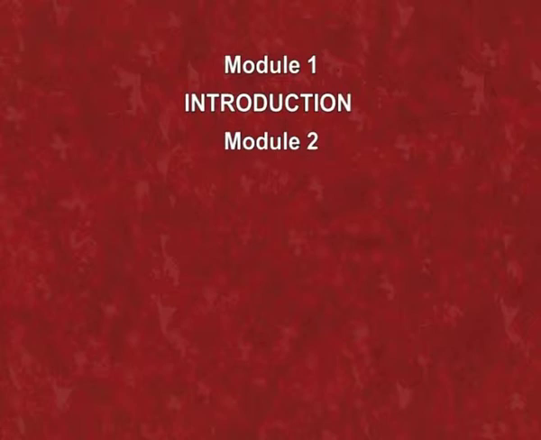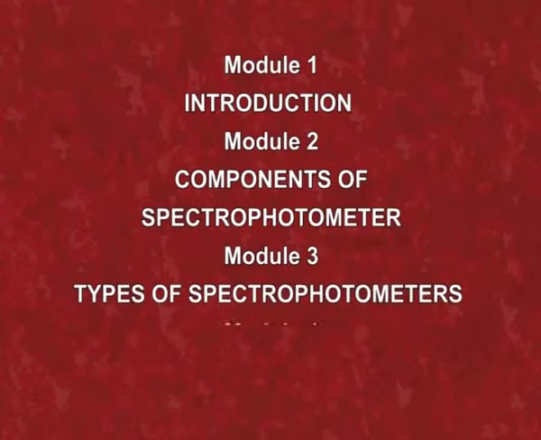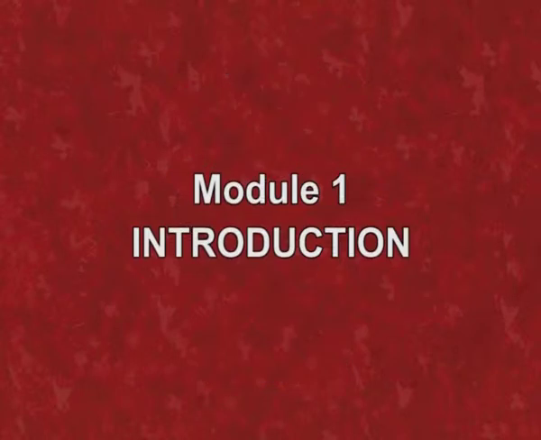Module 1 Introduction, Module 2 Components of spectrophotometer, Module 3 Types of spectrophotometers, and Module 4 will be conclusion. Module 1 Introduction. Let's start with general introduction about ultraviolet and visible spectrophotometry.